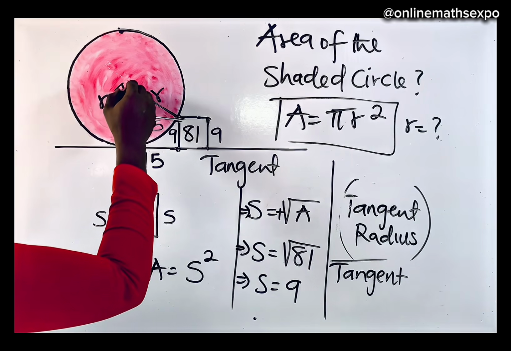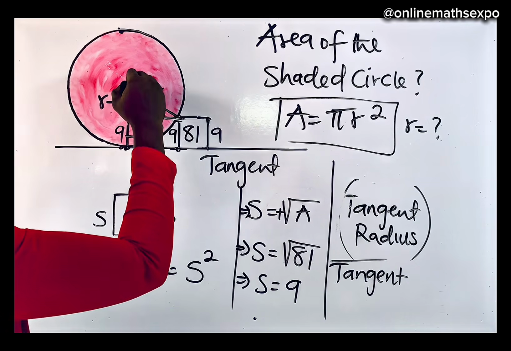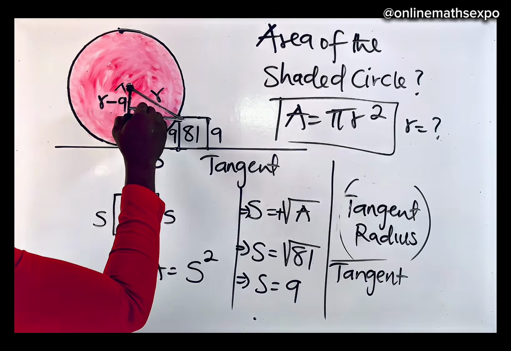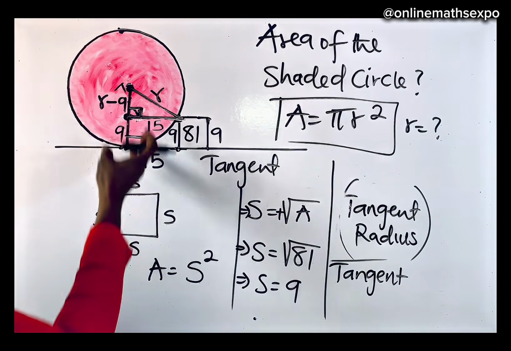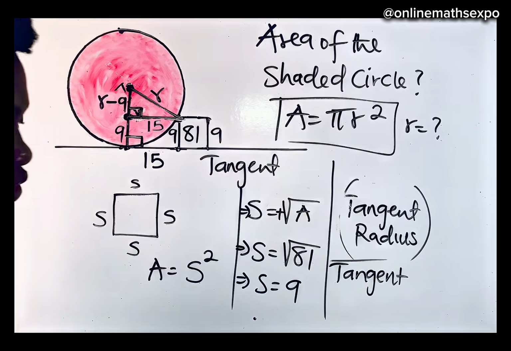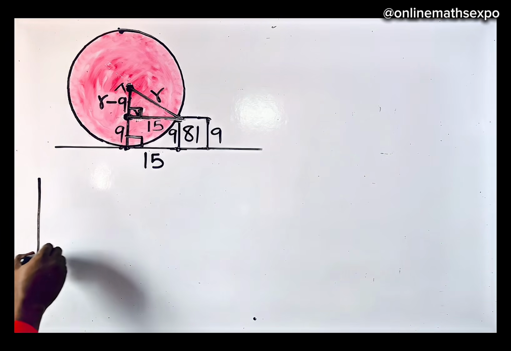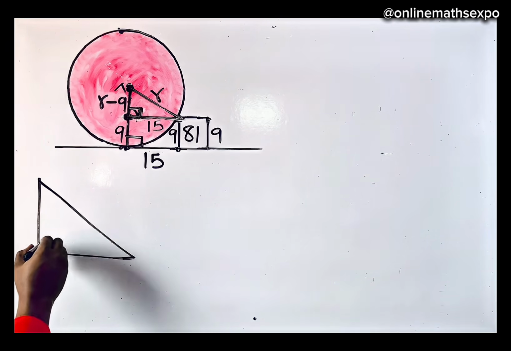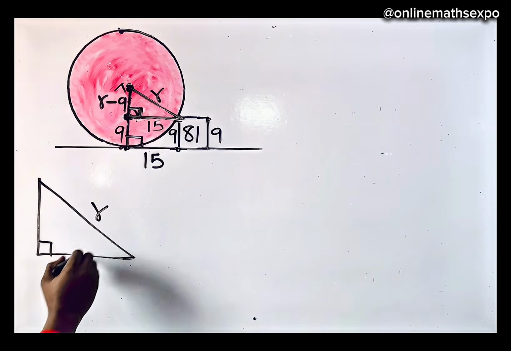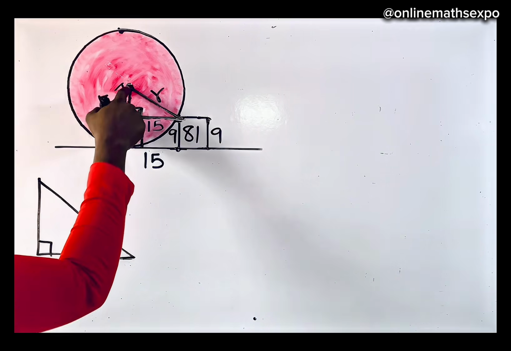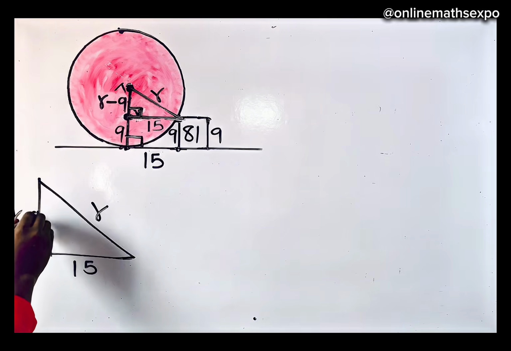And you see that this has formed a right angle triangle. Did you see it? Right angles here. So let's bring out this small right angle triangle to see if it helps us in finding the radius. Bringing this out, this is what we have. It has a right angle here. From here to here is r. From here to here is 15. And from here to here is r minus 9.